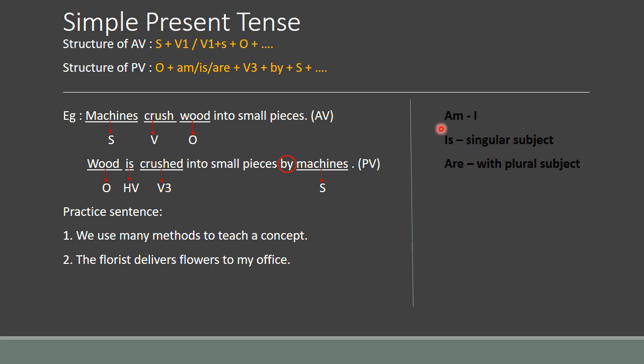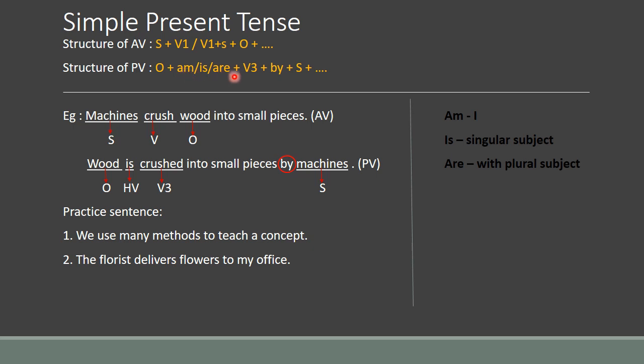Where should we use am? When the object given in the active voice is I, you should go with am. Then where should we use is? When the subject of the passive voice is singular, you should go with is. Then if the given subject is plural, you have to go with are. So in passive voice, if the subject is singular, you should go with is, if plural, you should go with are. If it is I, you should go with am.